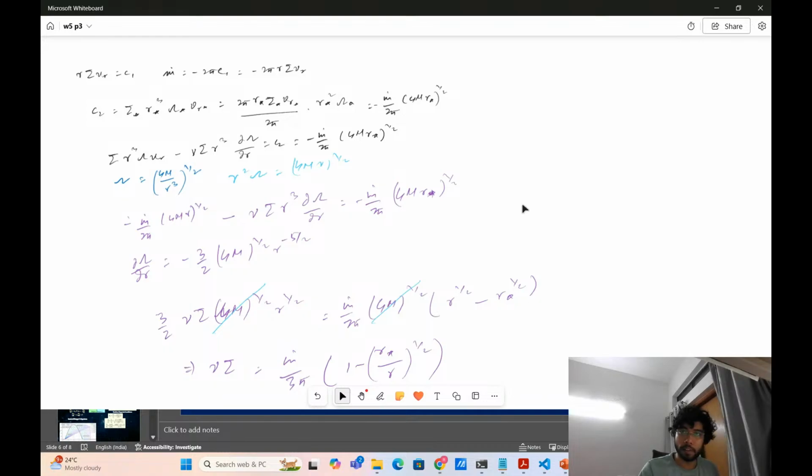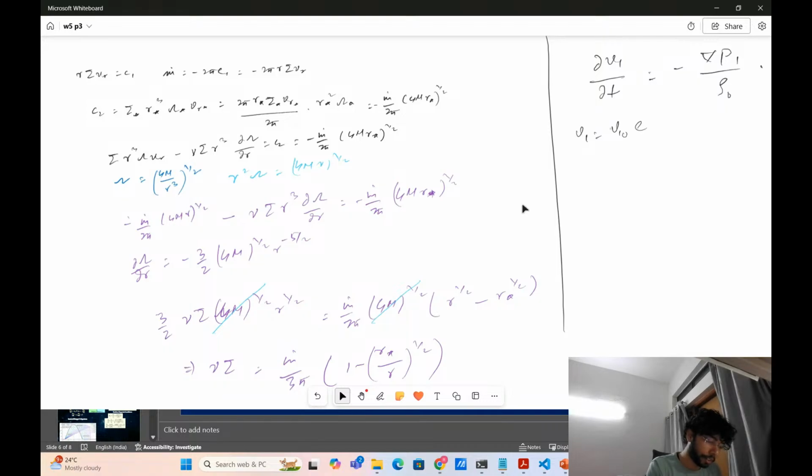So there's a small step that you can do. For example, the equation was del V1 by del T equals minus del P1 by rho naught. V1 is V1 naught e to the power of i k dot r minus omega t. So del V1 by del t will be minus omega V10 e to the power of i k dot r minus omega t, which is minus omega V1 again.